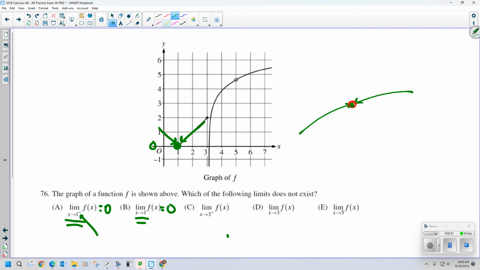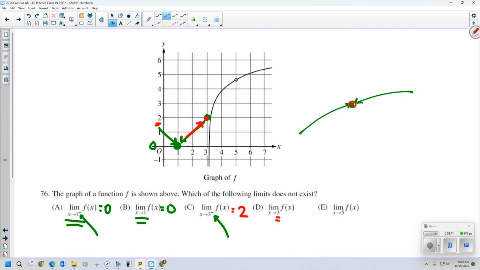Okay. What about as I approach 3 from the left? Here's 3. The left, I'll do this a different color, comes this way. Okay, that has a y value of 2. All right. What about 3 in general? Oh boy. Here's where it gets real.